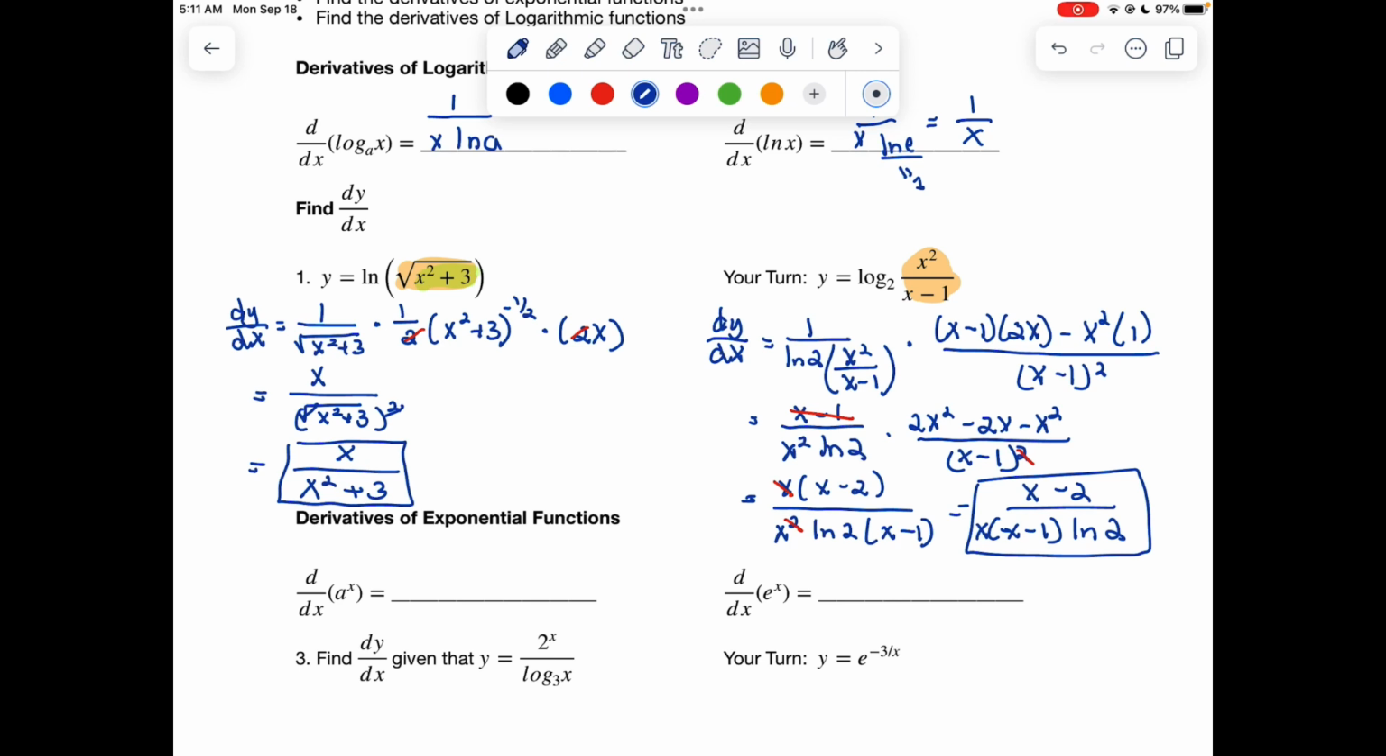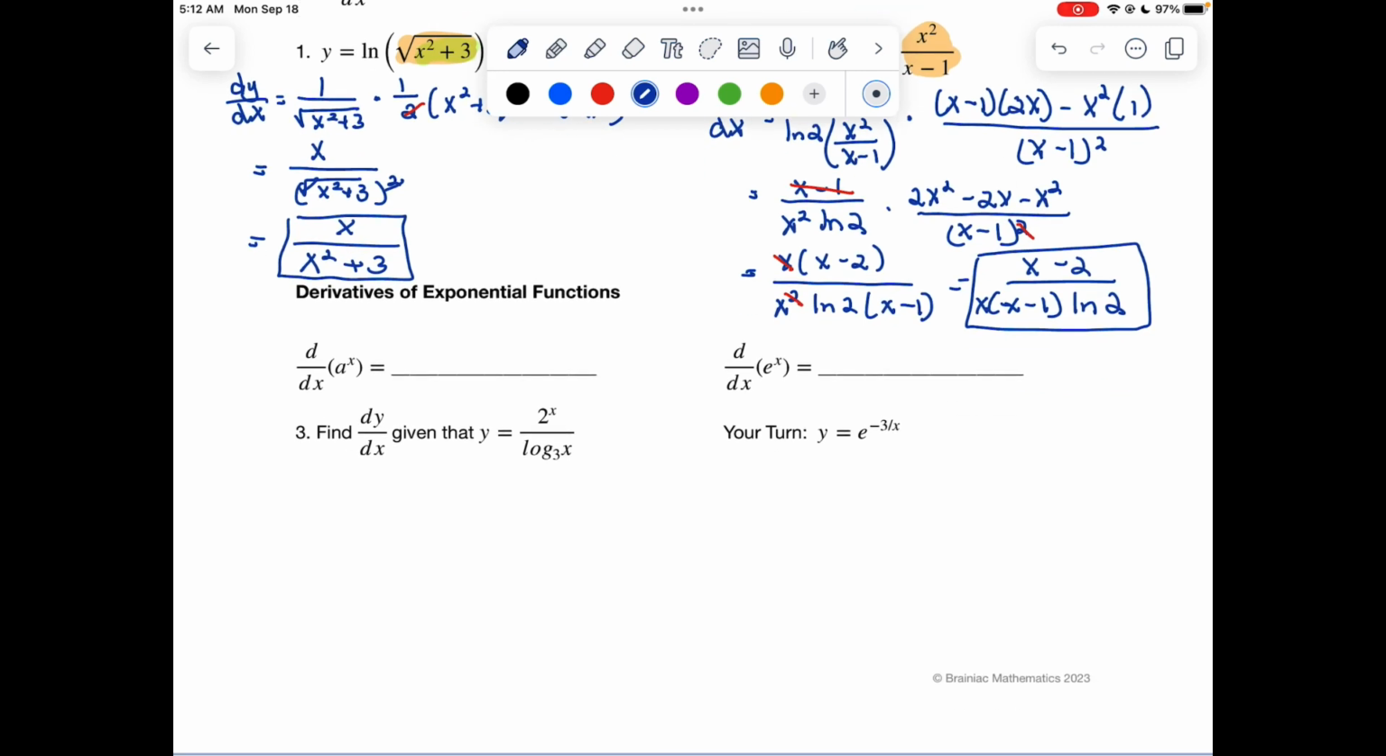Okay, next we're going to look at finding the derivative of exponential functions. To find the derivative of a to the x, which is just some number raised to the x power, that is simply going to be a to the x times the natural log of a. Now we're going to do the same thing as we did before, so the derivative of e to the x is just e to the x because the natural log of e is just 1.